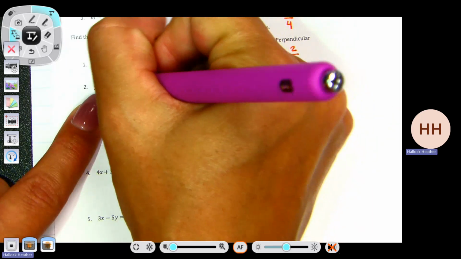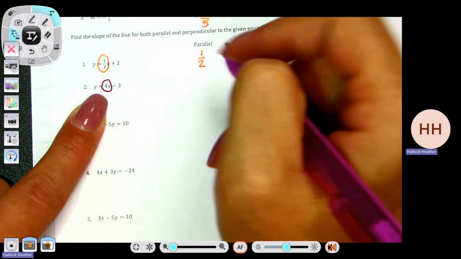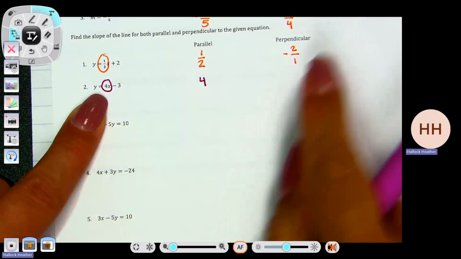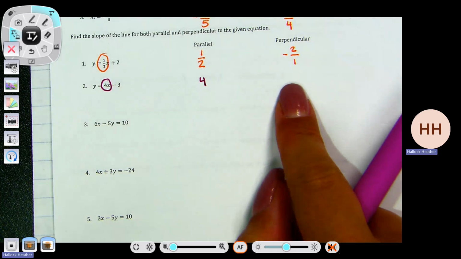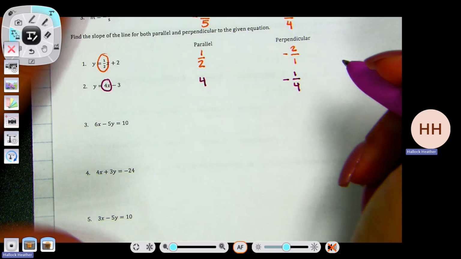Okay, for number 2, what's your slope? 4. Okay, the slope is 4. So what's the parallel slope? Parallel's 4. Perpendicular is -1/4.